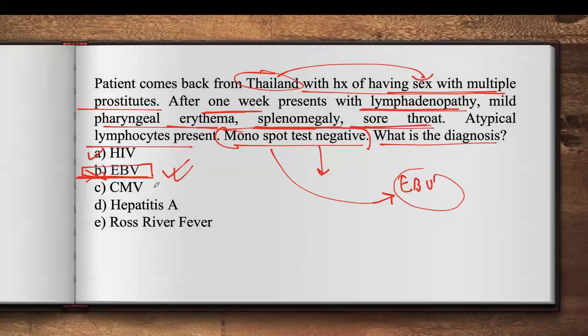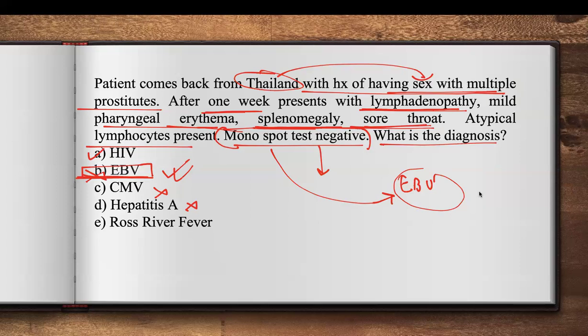Okay. Hepatitis A, definitely this patient would have a jaundice. This patient doesn't have jaundice, so we don't think about hepatitis. Why not Ross River fever? Ross River fever is a mosquito-borne infection.